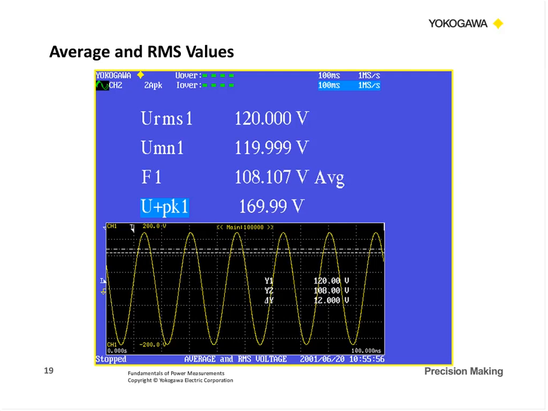Here's a screen display. We had 120 volt RMS voltage. The mean, this is mean scaled to RMS, has a 1.11 multiplier. You'll see it's basically 120. If we look at that half cycle average, the mean is 108. And so if you multiply that by the 1.11, you should get 120. And then our peak is the peak on that 120 volt RMS. And so you can see the cursors and where they fall on the waveform.